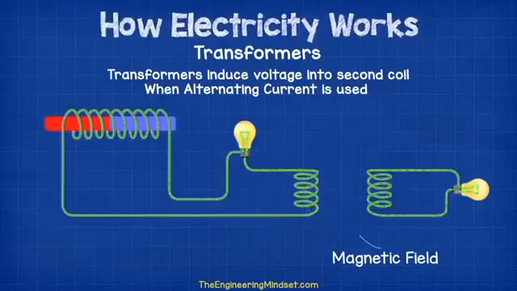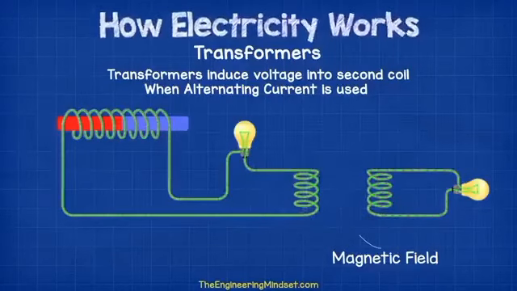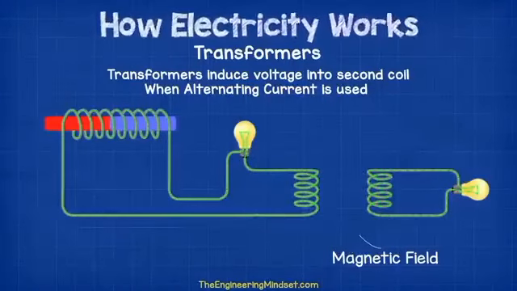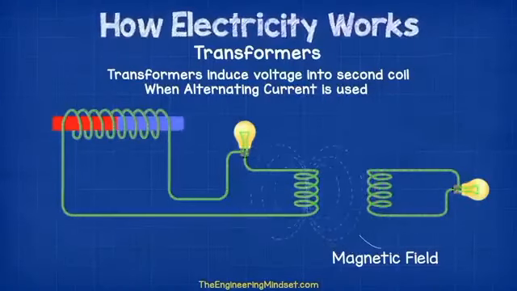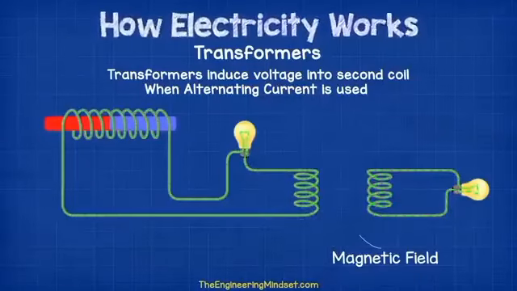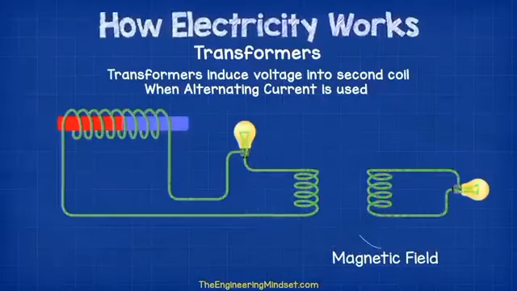The transformer will induce a voltage from the first or the primary coil over into the secondary coil, and this will force electrons to flow if the coil in the secondary side has a closed circuit. Now what's important about the transformer is that we can increase or decrease the voltage between the primary and the secondary coils simply by changing the amount of coils on either side. Again, this is a subject all by itself, so we'll cover this in a more advanced video later on.